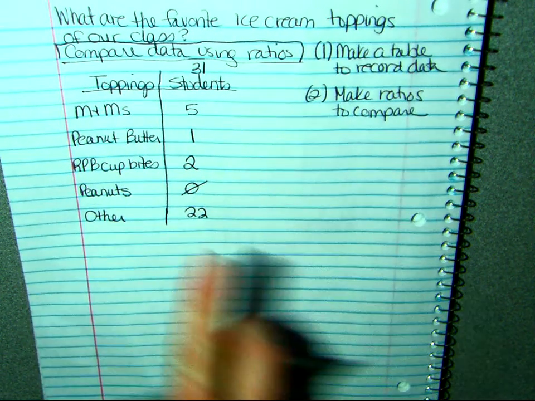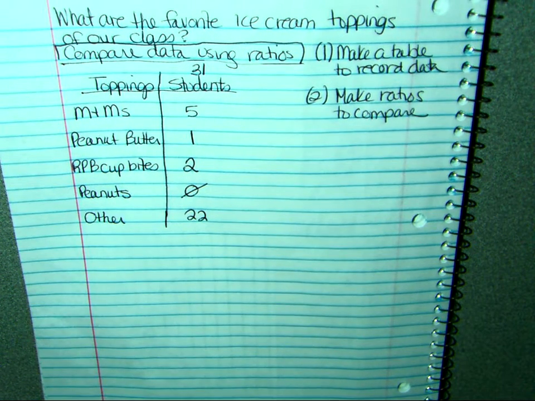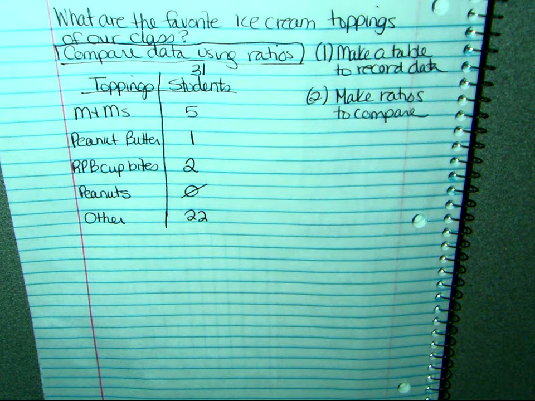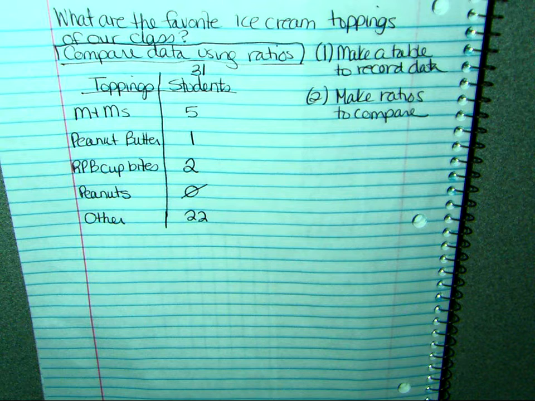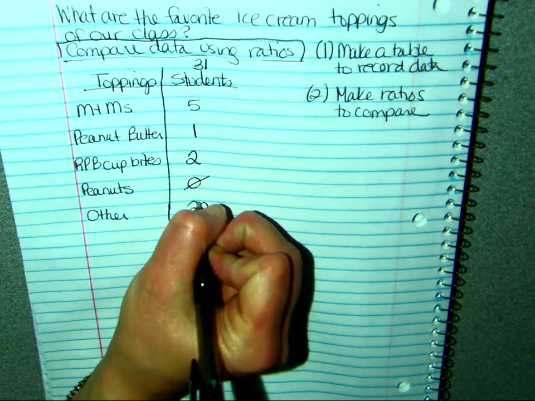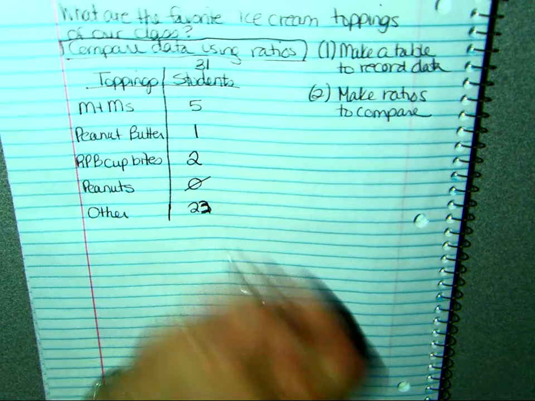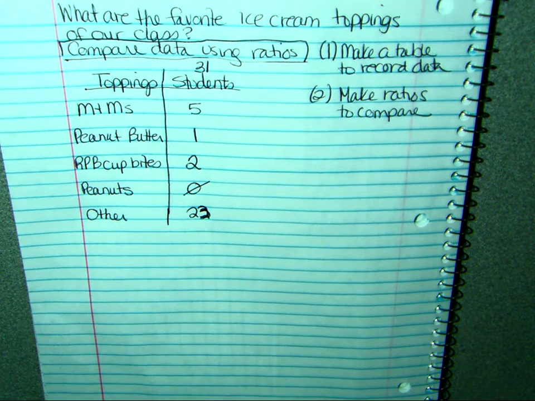Let's see how we did. 5 plus 1 is what, class? 6. Plus 2? 8. Plus 22. So we are missing one person who didn't vote or didn't get counted. Let's just give him nuts. No, I didn't count him. Aiden, did you vote? Which one did you choose? I voted peanuts. You did what did you do? I did other. You did other? I don't think I counted you. No, you didn't. Okay. All right, so now we are good to go.